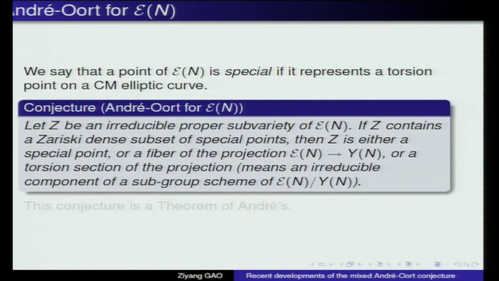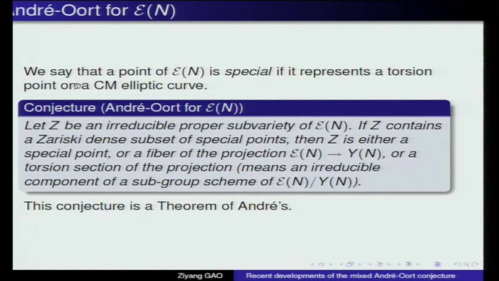Then Z is either, in the dimension 0 case, a special point, or it's in the dimension 1 case. There are two subcases. Either it's vertical, then it's just a fiber of the projection, or it's horizontal, in which case this is the only non-trivial statement. It says that in the horizontal case, it must be an irreducible component of a subgroup scheme.